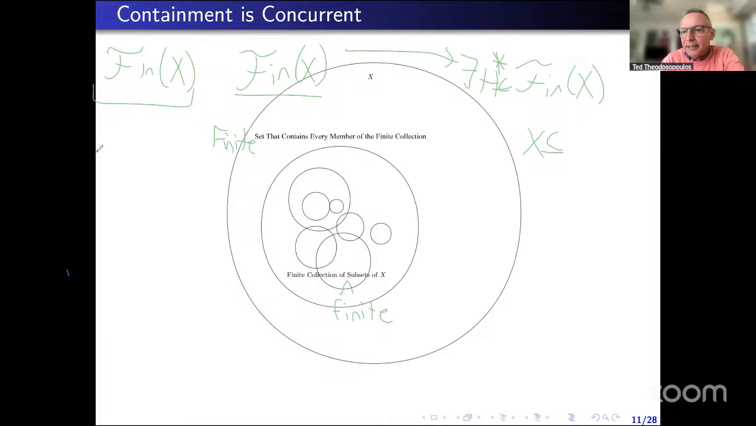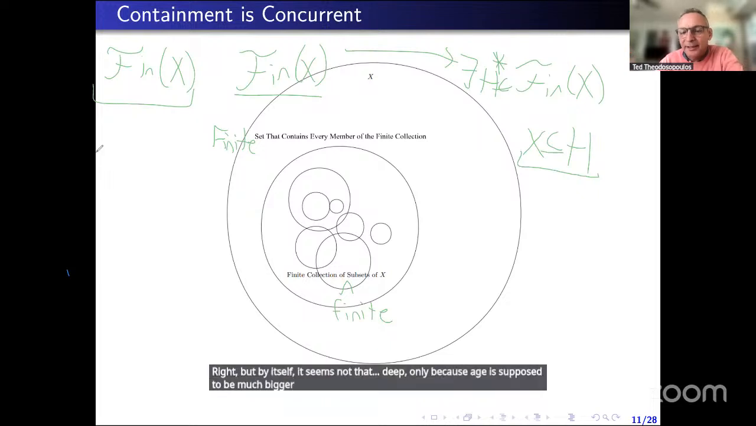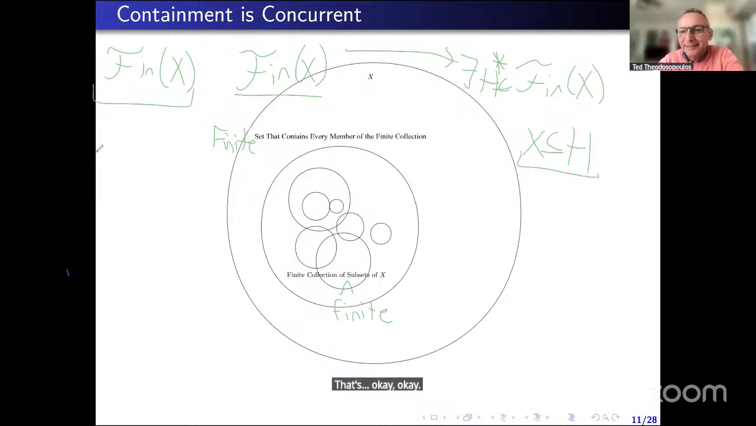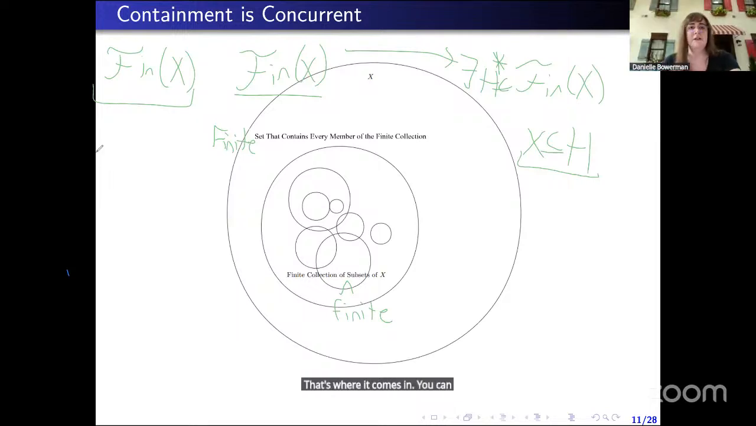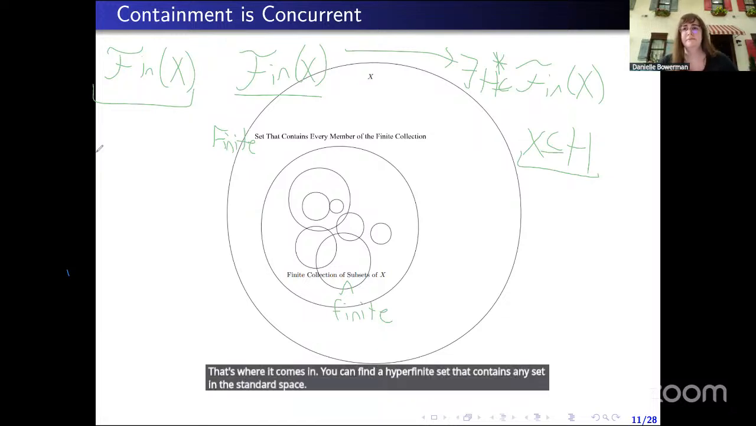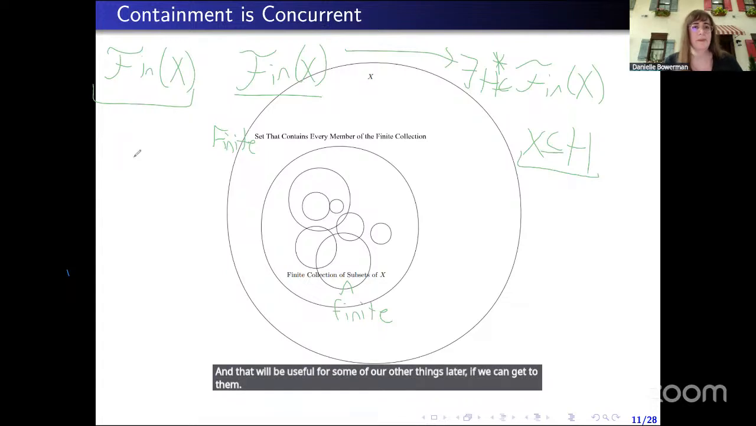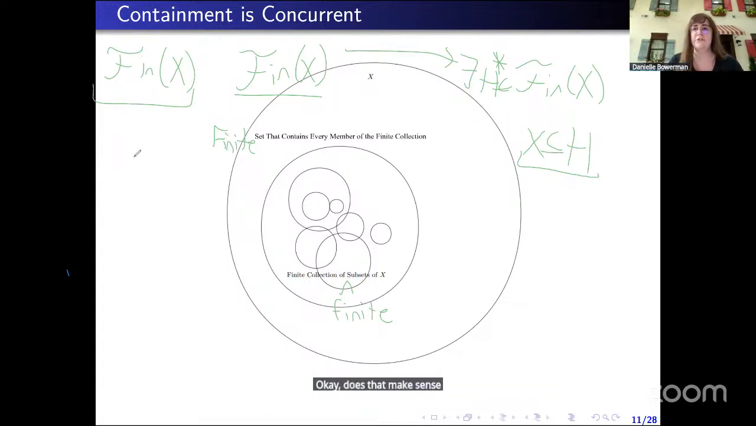Right, but by itself, that seems not that deep, only because H is supposed to be much bigger in any case, right? But it acts like it's finite. That's okay. That's where it comes in. You can find a hyperfinite set that contains any set in the standard space. And that will be useful for some of our other things later, if we can get to them. Okay, does that make sense? Any questions?